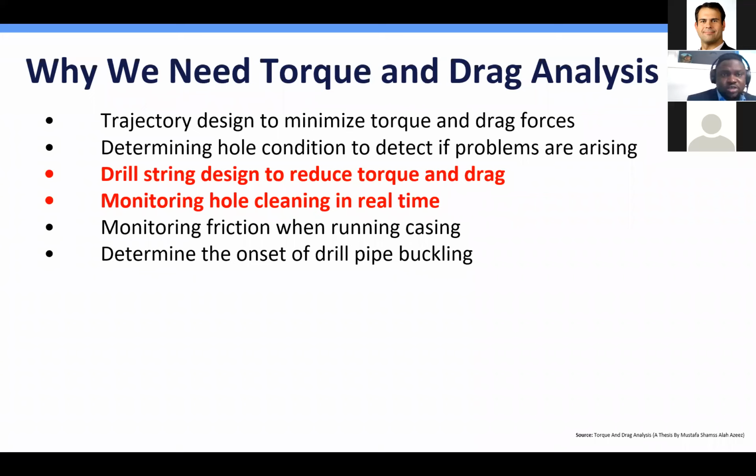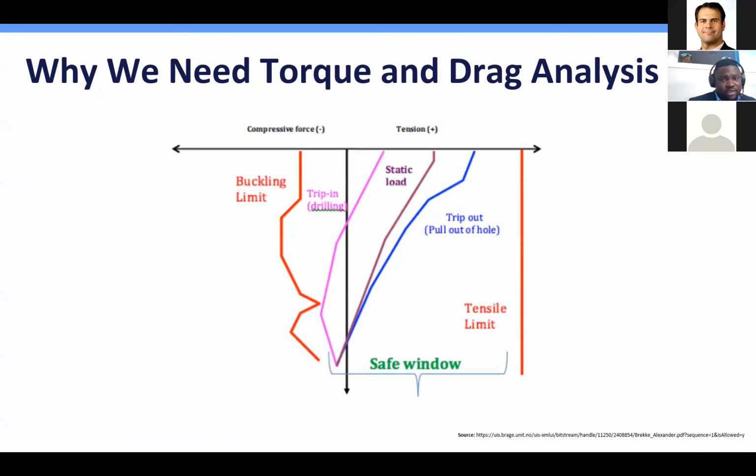And so why do we need torque and drag? We need to minimize torque and drag forces while we're doing our trajectory design, determining hole condition to detect if problems are arising. You know, you design your drillstring to reduce torque and drag, monitoring hole cleaning in real time. So all these things are what you need, but in more practical sense, if you have your buckling limit and your tensile limit, then obviously you want to be within the safe window when you're tripping out and tripping in.